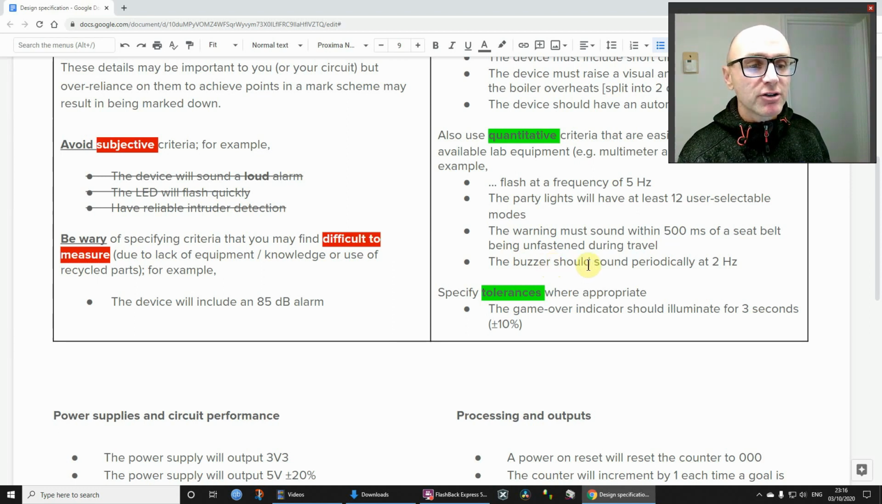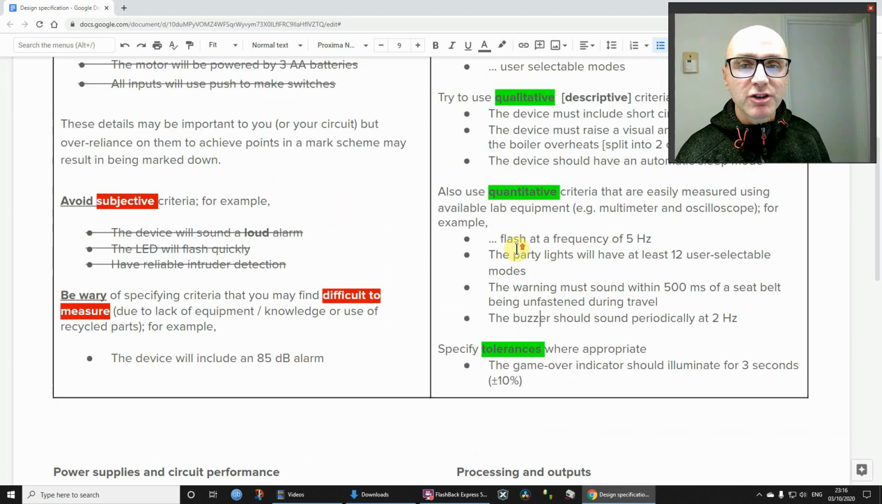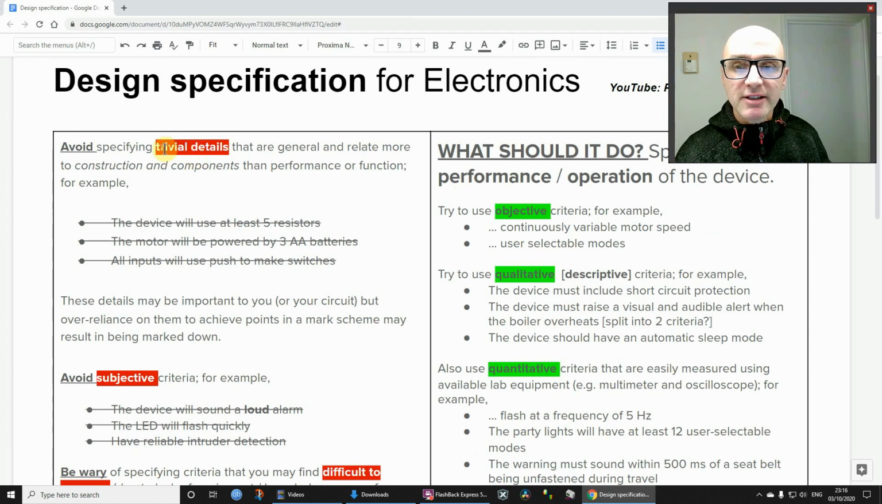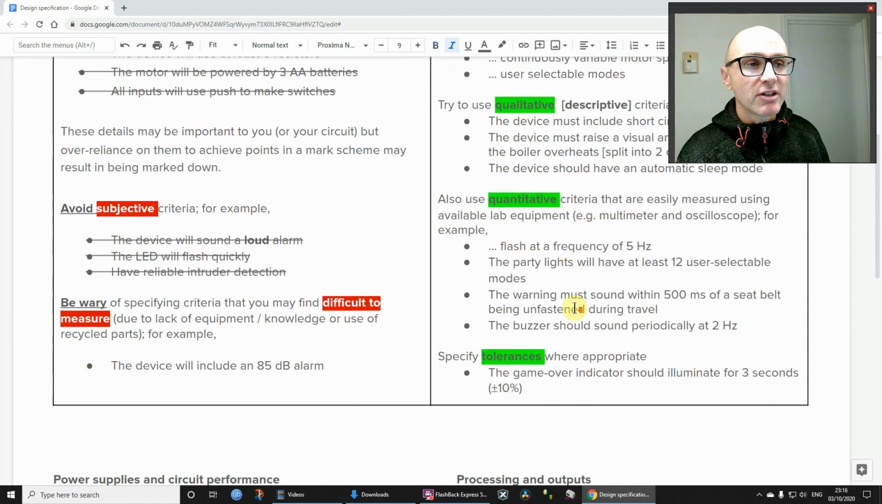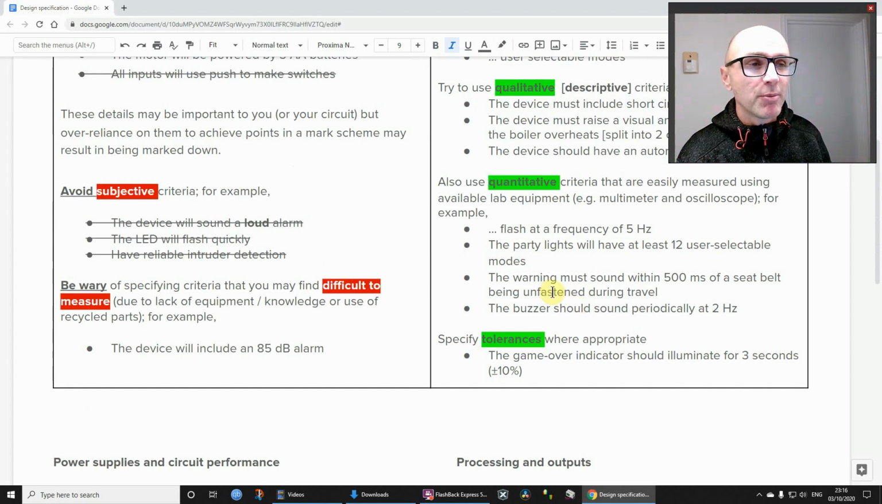If you said something like the buzzer will sound at 2 kilohertz, then all we're doing there is just specifying a trivial detail about the component, and then you'd have to purchase a buzzer which had a 2 kilohertz output. Okay, and I really don't think that is a justifiable thing. Basically, you're not doing this.